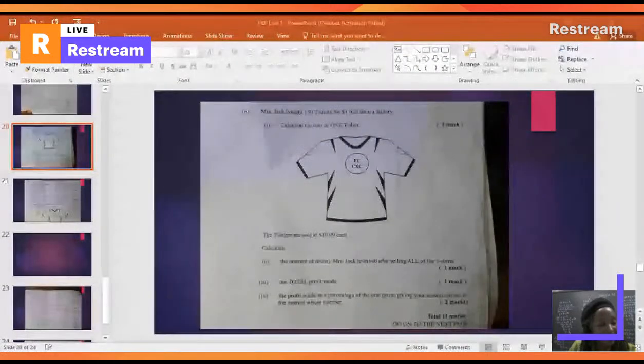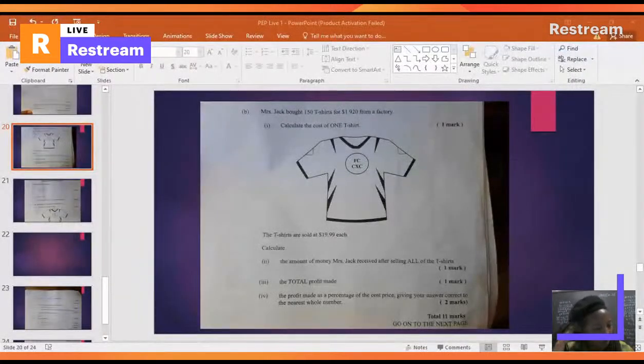So let me see if there's another way we could have worked it too. They gave us how much she's selling each for. We could have subtracted the $12.80 from the $19.99 and then multiplied by 150. But you'd get the same answer. You can check it to see.